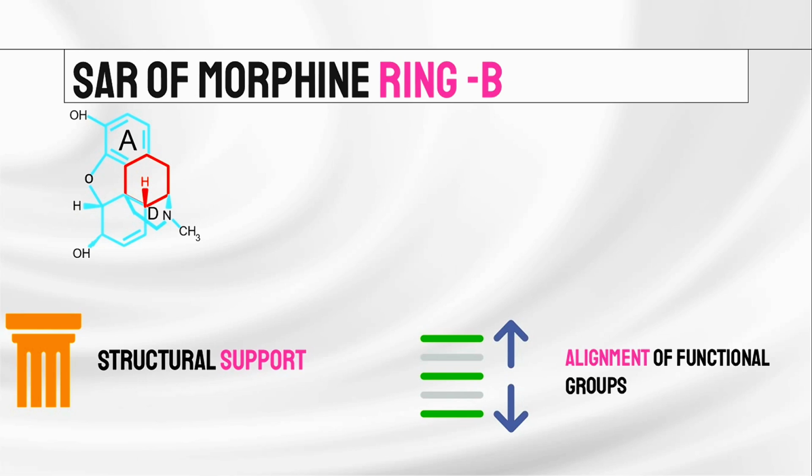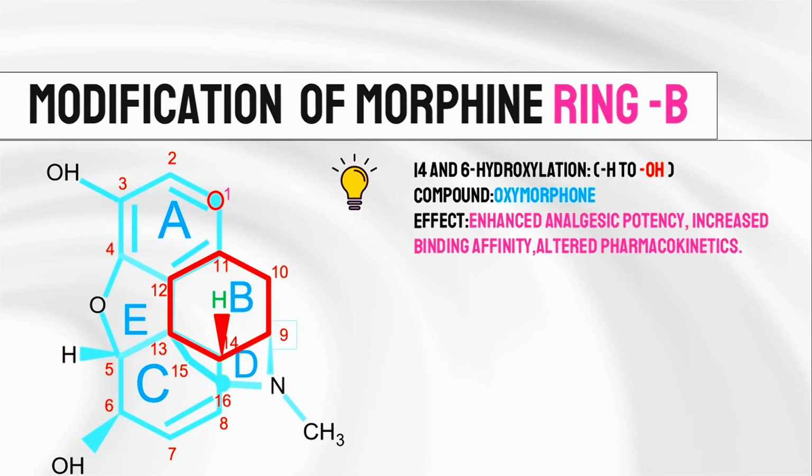Oxymorphone is a potent opioid analgesic. When it undergoes hydroxylation at the 14th and 6th positions, several changes occur in its pharmacological profile. One of the primary effects of 14 and 6 hydroxylation is the enhancement of oxymorphone's analgesic potency. This means the modified compound can provide greater pain relief at lower doses compared to the unmodified version.